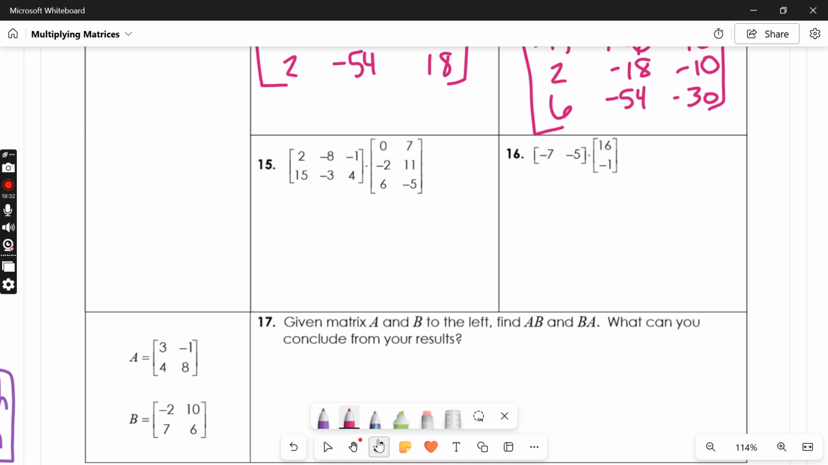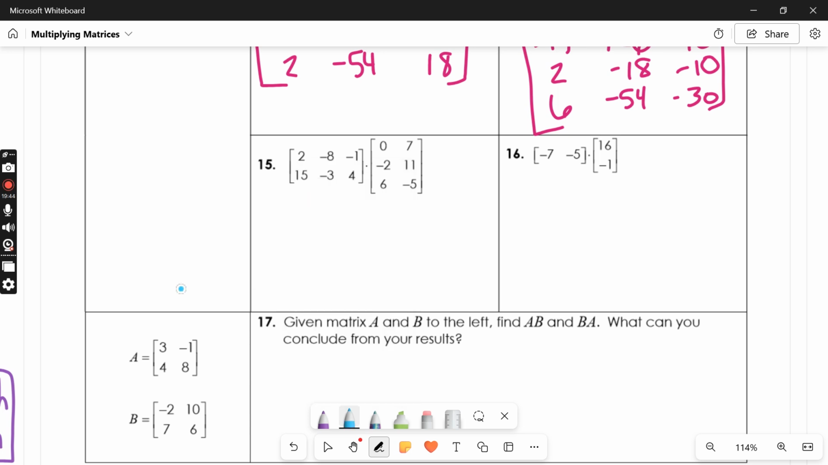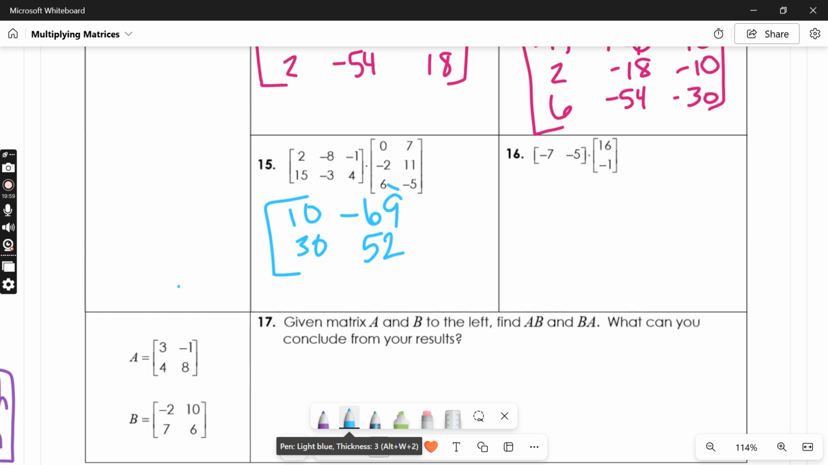Okay, on 15, 15 is a 2 by 3 and then a 3 by 2. So you should end up with a 2 by 2. Okay, so this 2 by 2 looks like 10, negative 69, 30, and 52. And then on 16, we have a 1 by 2 and a 2 by 1, which means we should end up with a 1 by 1, which is just a singular element, and it's negative 107. Okay.